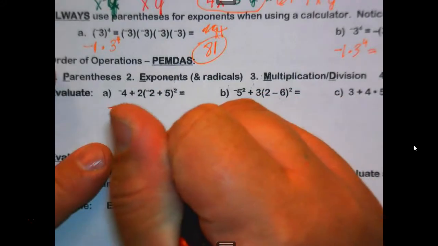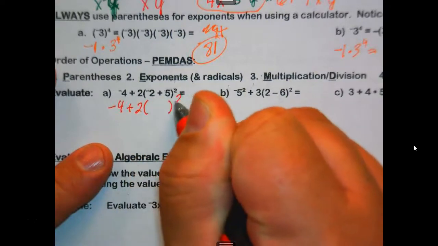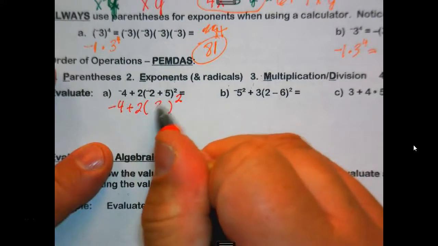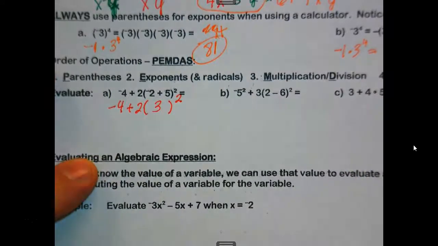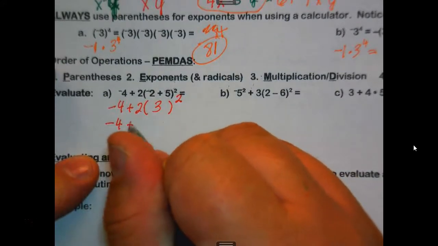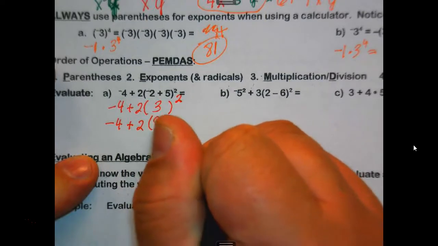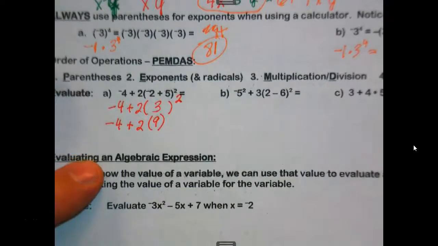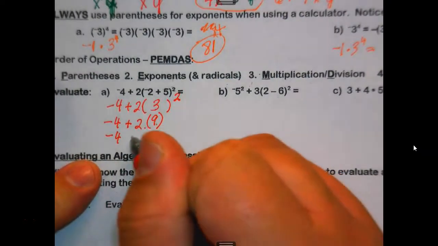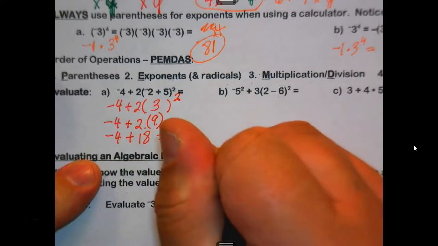Parentheses first. -4 plus 2, parentheses first, raised to the second power. So, -2 plus 5, 3. Exponents next. 3 raised to the second power, 9. Multiplication, division next. 2 times 9 is 18. -4 plus 18 is 14.